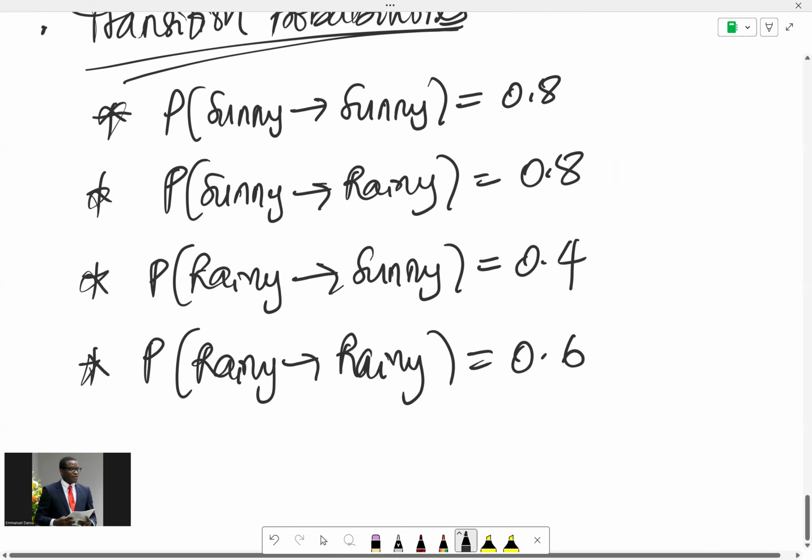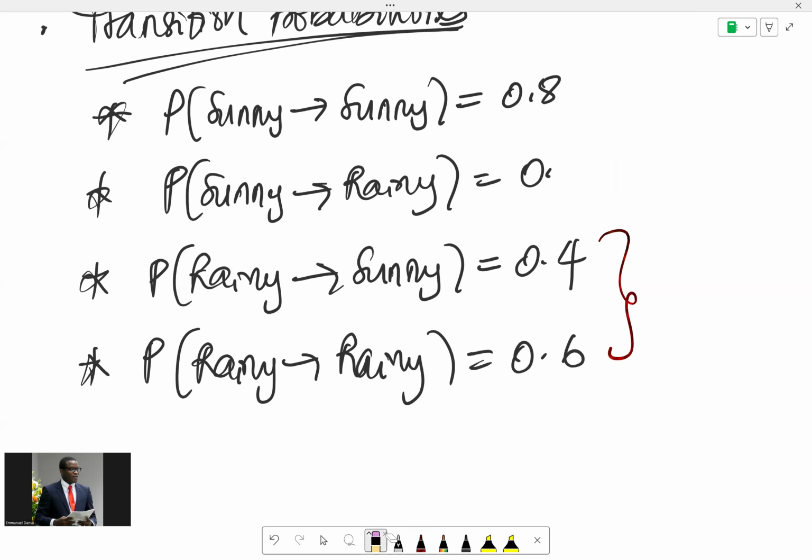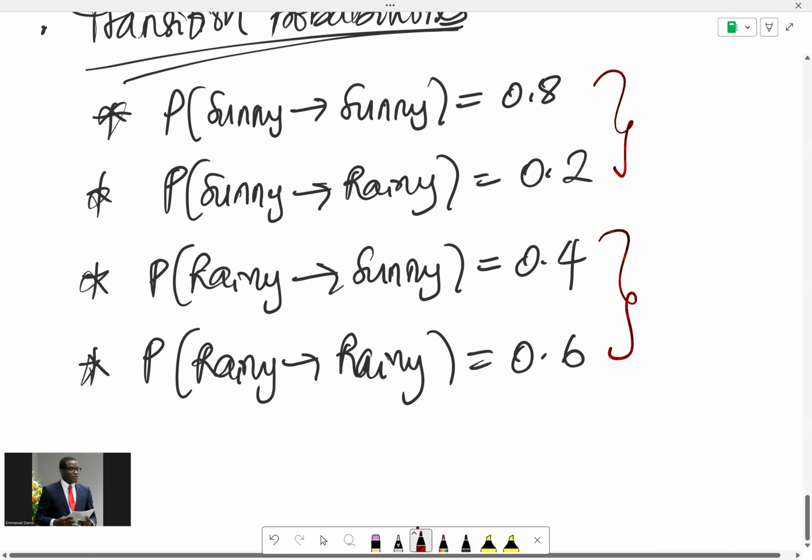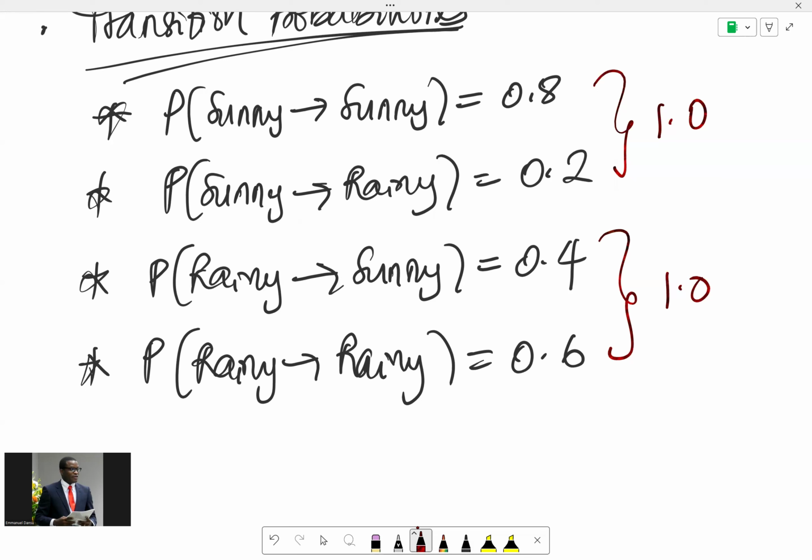Now, looking at when rainy is the current state, where it finally goes to. Okay, I think I made a mistake here. This should be 0.2 here. So if the starting point is sunny, we can look at both together as a whole. If you add the probability that it will be sunny tomorrow to the probability that it will be rainy tomorrow, that should give you 1, which is the total probability. Rainy to sunny and rainy to rainy should also add up to 1, just like sunny to sunny and sunny to rainy.